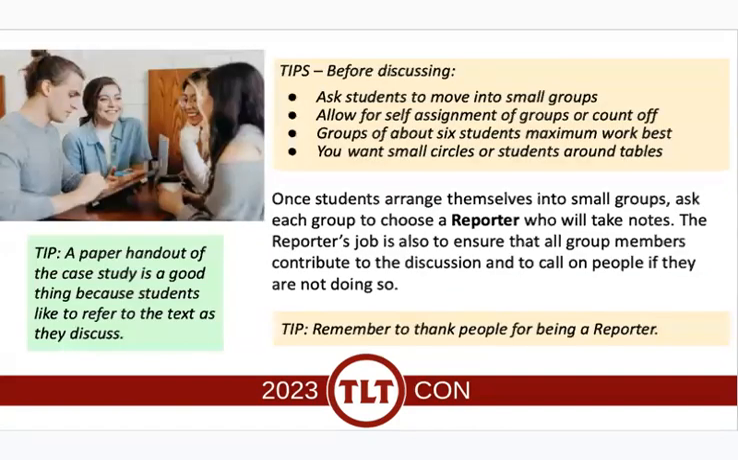The next step is for students in the classroom to arrange themselves into small groups. I typically find about 6 students in a group works really well. I ask them to move their chairs, to physically create a circle, or to gather around tables. And then I ask that each group choose a reporter. This is someone who will take notes. And it's also the reporter's job to call on people in the group to say, hey, I've not heard you talking much. I would like to hear from you.